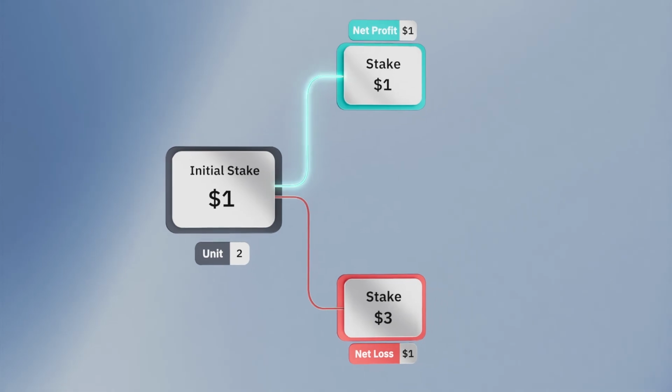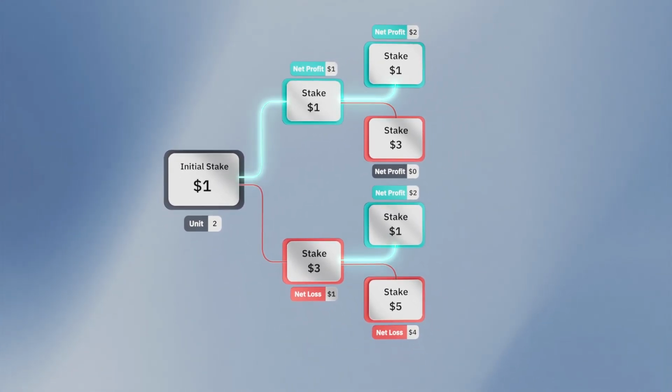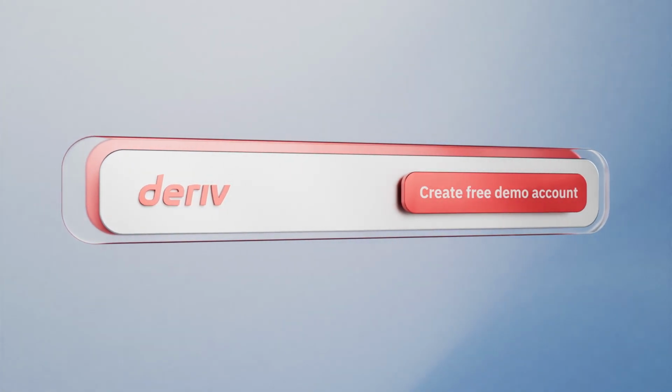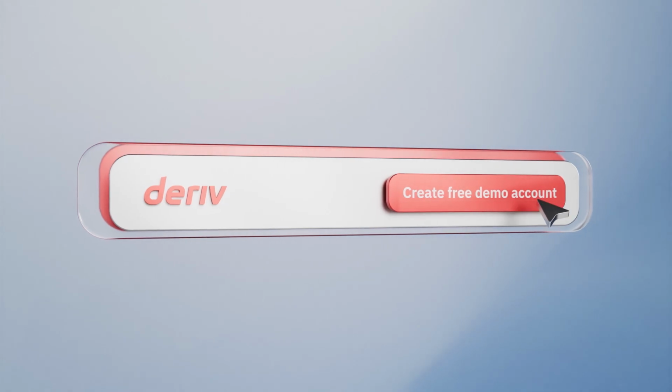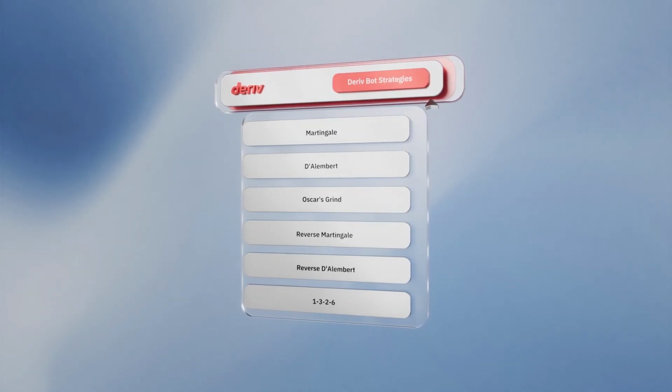In summary, the D'Alembert strategy can be a useful trading tool when implemented wisely and with caution. It is highly recommended to open a demo account and familiarize yourself with the D'Alembert strategy before trading with real money. More information on preset strategies can be found in the Tutorials tab.